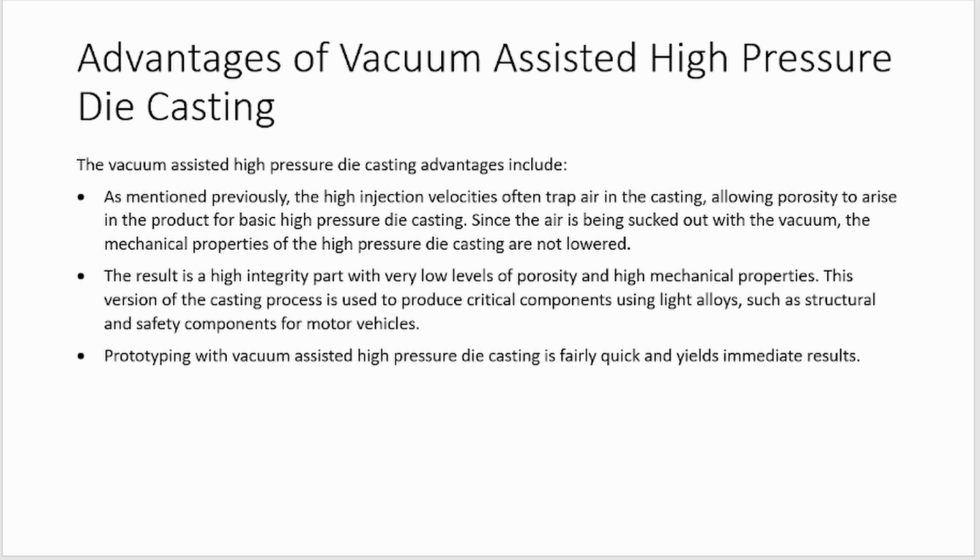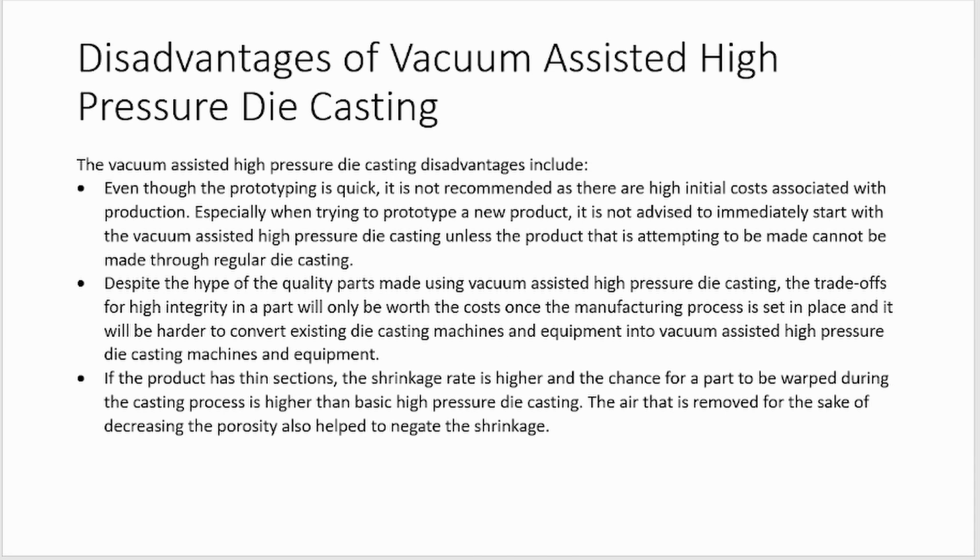And prototyping with vacuum-assisted high-pressure die casting is fairly quick and yields immediate results. Disadvantages of vacuum-assisted high-pressure die casting. The vacuum-assisted high-pressure die casting disadvantages include: even though the prototyping is quick, it is not recommended as there is a high initial cost associated with production.